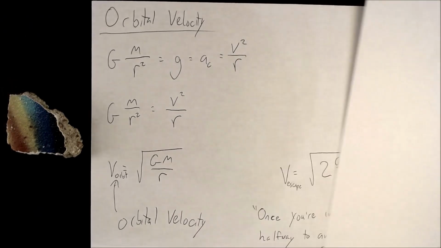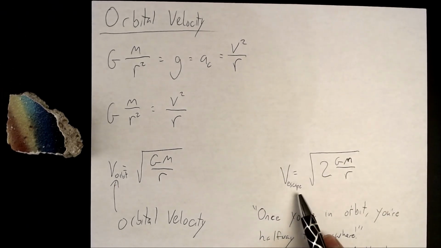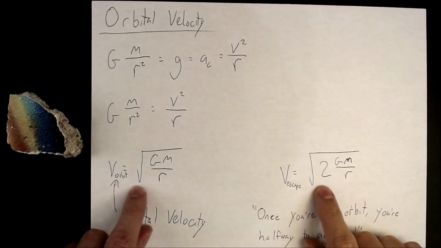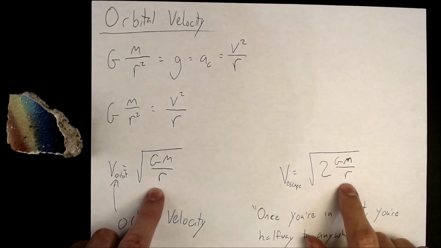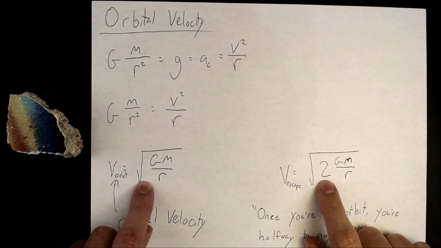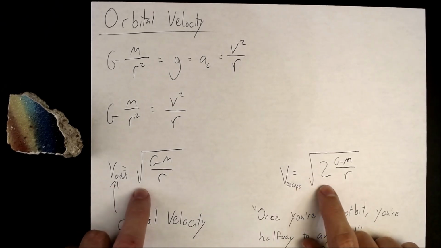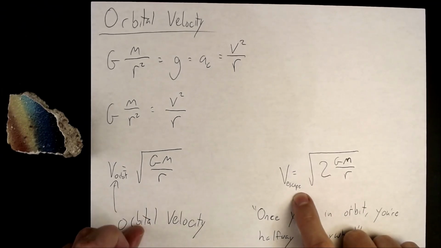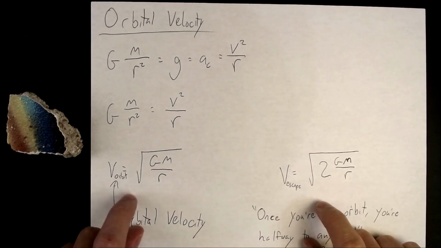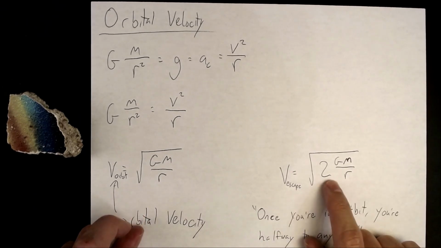Notice that this is very similar to the escape velocity. The escape velocity is the square root of 2GM over r. The only difference is the square root of 2 in here. The difference between the orbital velocity and the escape velocity is the square root of 2, which is 1.41. Meaning, to get to escape velocity, you just need to be going 41% faster than orbital velocity. If you're in orbit, you just need to be going 41% faster, and you will escape whatever you're orbiting.